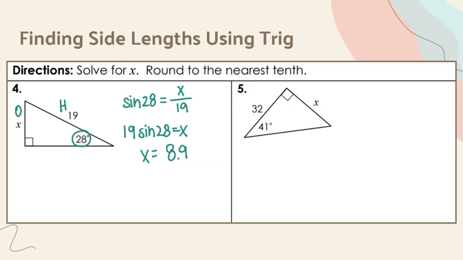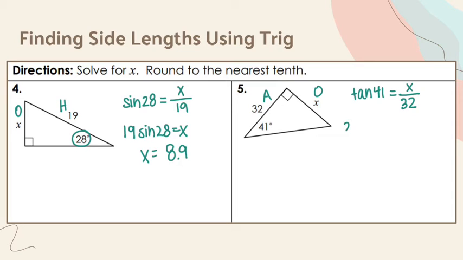All right, so on number 5, we're going to repeat this process. We know the angle is 41 degrees. This x is opposite the 41 degrees, and the 32 is adjacent to the 41 degrees. The hypotenuse is over here, but we don't really care about it because it doesn't have any label. So we want to find the trig function, sine, cosine, or tangent, that uses O and A, and that's going to be tangent. So tangent of 41 equals opposite over adjacent.